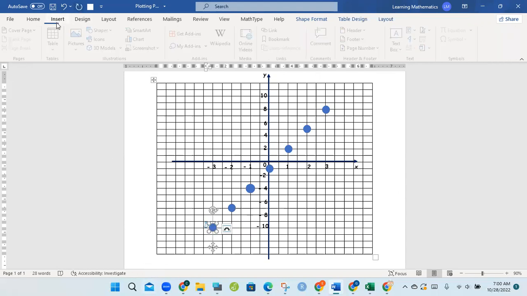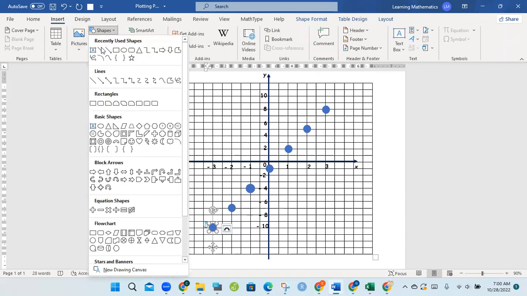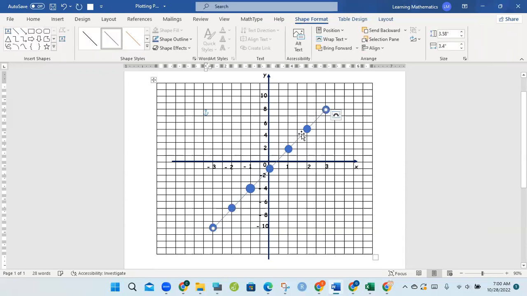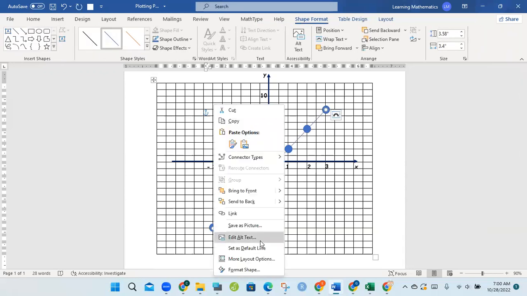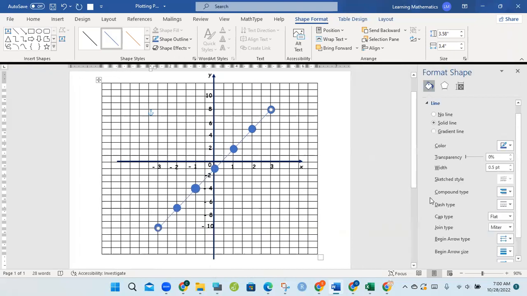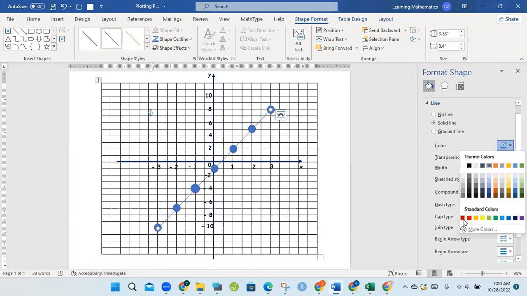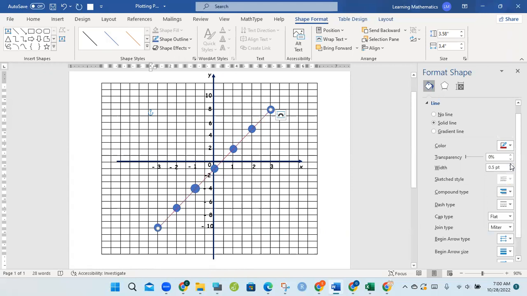And we can go here to our insert shapes, get a straight line, and start here. And join the points with a straight line, and format this line to make it more visible and to color code it so that it can be more apparent. And here you have it, plotting points and joining the points to get a graph, a straight line graph.